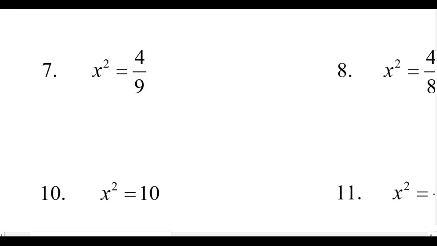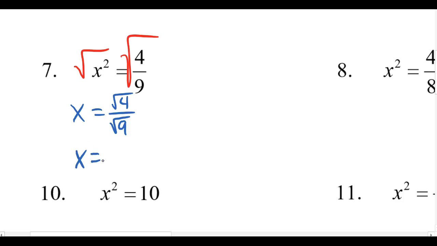Now let's do the same thing here. We square root both sides, but now we have a fraction. When we square root fractions, we square root the top and then we square root the bottom. So the square root of x squared is x, and then we square root the top, so really what we're doing is taking the square root of 4, and then we take the square root of 9.